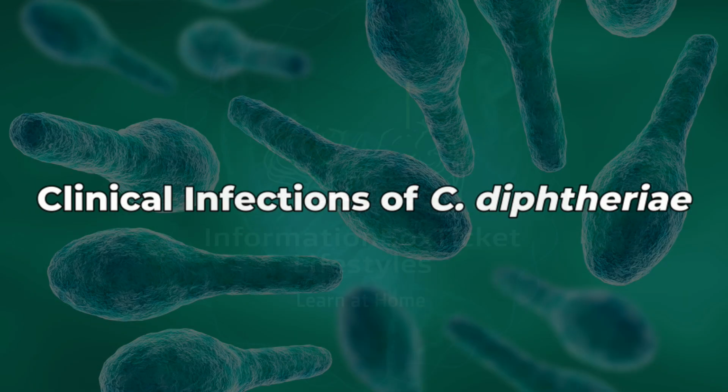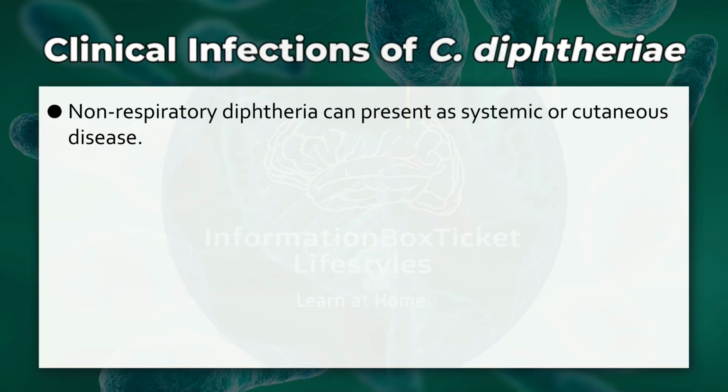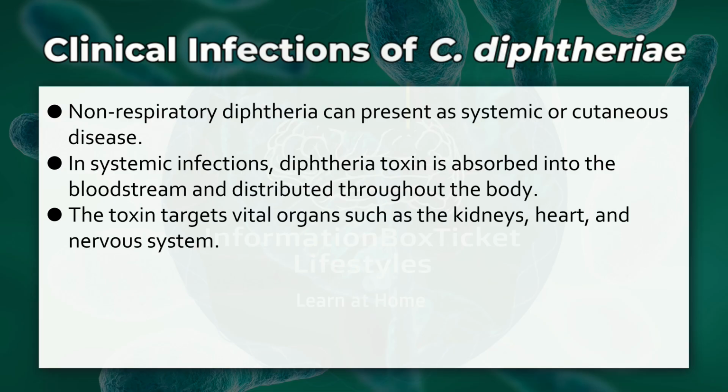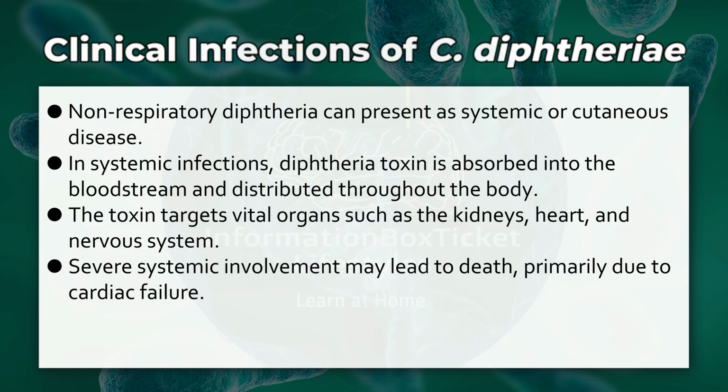Clinical infections of Corynebacterium diphtheriae. Non-respiratory diphtheria can present as systemic or cutaneous disease. In systemic infections, diphtheria toxin is absorbed into the bloodstream and distributed throughout the body. The toxin targets vital organs such as the kidneys, heart, and nervous system. Severe systemic involvement may lead to death, primarily due to cardiac failure.